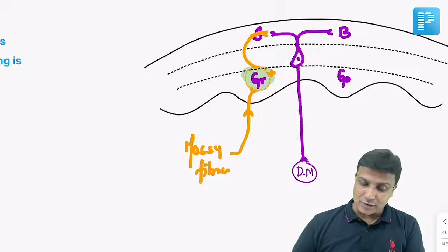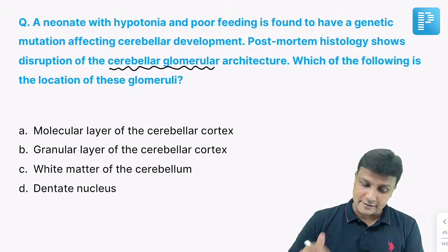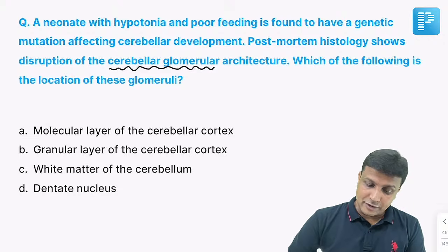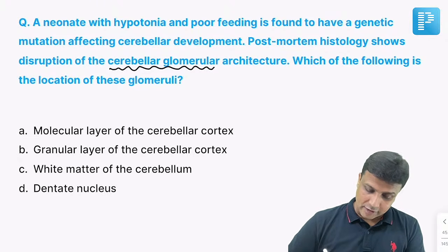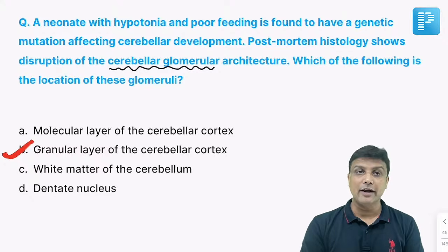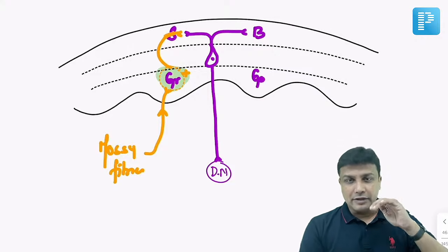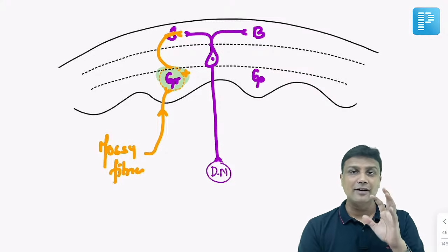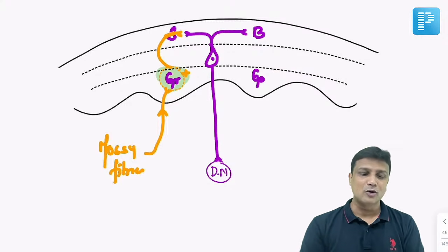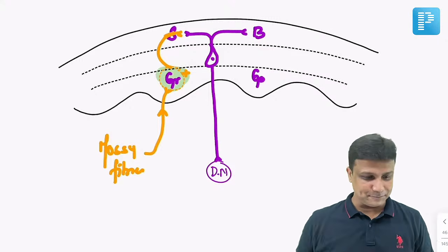Is it okay? So therefore, remember the correct answer here will be to which layer, guys? This architecture will be found in which layer? Of course, it is found in the granular layer. It is found in the innermost layer of the cerebellar cortex, that is the granular layer. Here the mossy fibers bring it to the granular cells, and there, of course, the cerebellar glomeruli will be formed. So it is in the innermost layer, that is the granular layer, guys. Okay. I hope this concept is also crystal clear right now.